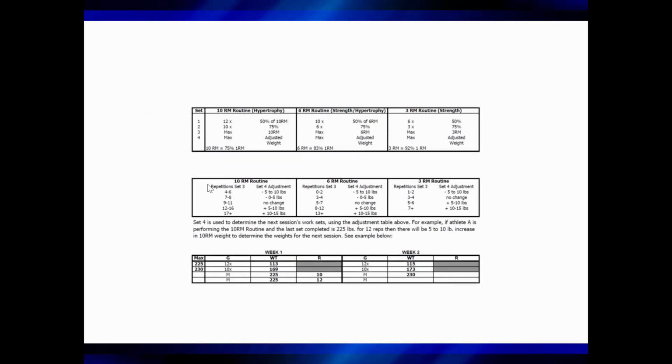The APRE has 3 typical routines: a 10RM, a 6RM, and a 3RM. The 10RM is hypertrophy, the 6RM is strength and hypertrophy, and the 3RM is strength and could be power depending on the exercise that you select. You see that we have adjustment charts down below. So if you do a set number of repetitions, you move up X weight. If you just examine those, this is the basic routine that has been listed before, and these are just the adjustment charts that go along with it.